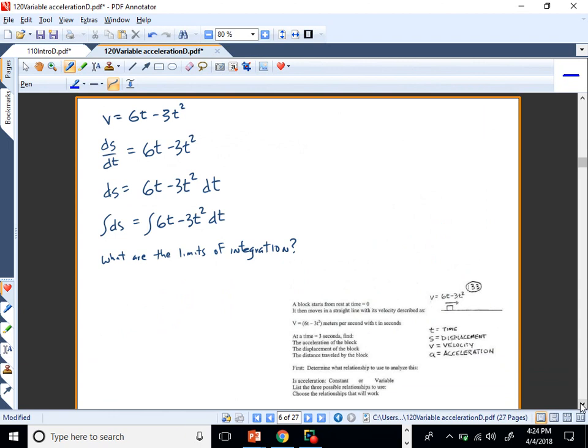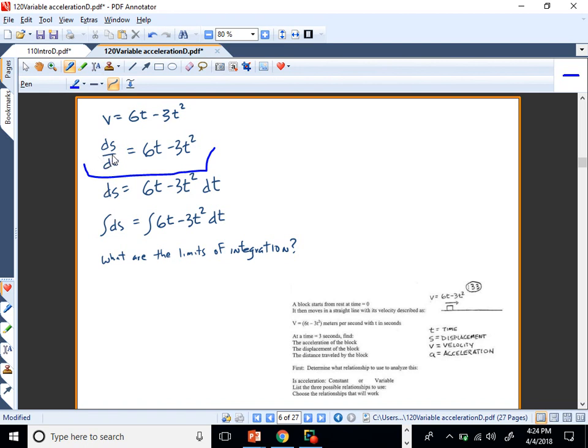So here's how I'll work with that. I know that v is 6t minus 3t squared, and I know that ds dt then is v. They're equivalent. That's 6t minus 3t squared, right here. So I'm just taking the v and converting it into ds dt there.